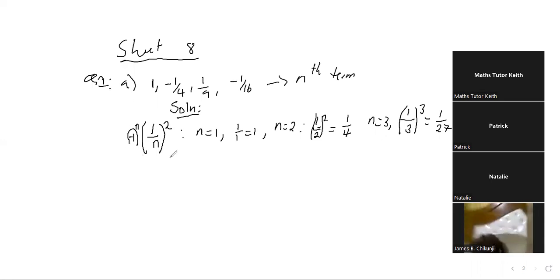Now we can try the first one. If n is 1, then the negative survives. If n is 2, then we have a negative. So then you know it can't just come direct.